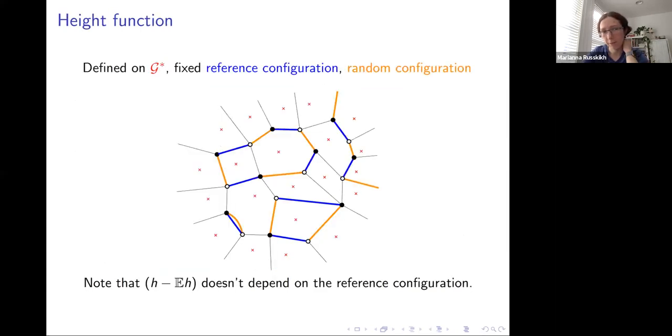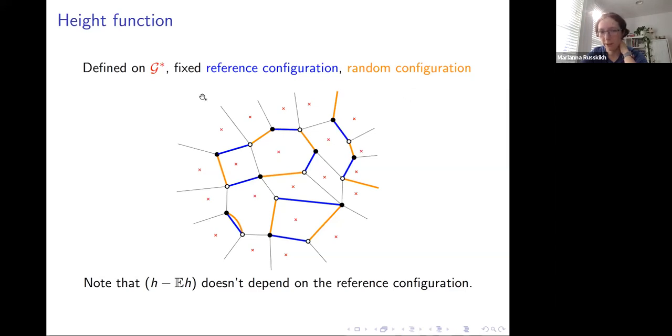The main object of our interest is the height function. Let me show you one of the ways to define the height function. So the height function is the integer valued function defined on the dual graph of the bipartite graph where dimers live. And to define it, let us fix a reference dimer configuration, a blue one on this picture, and consider a superposition of a fixed one with a random one.